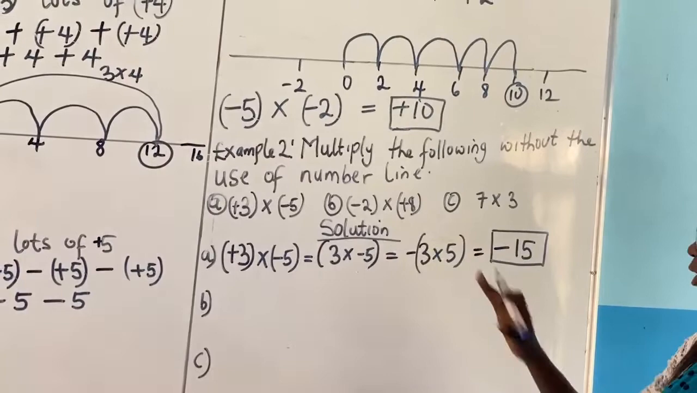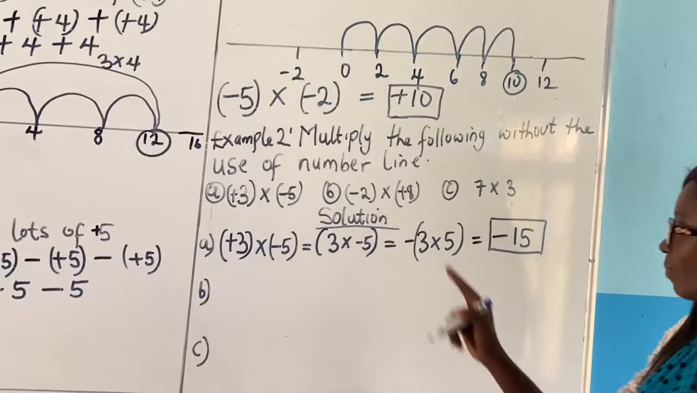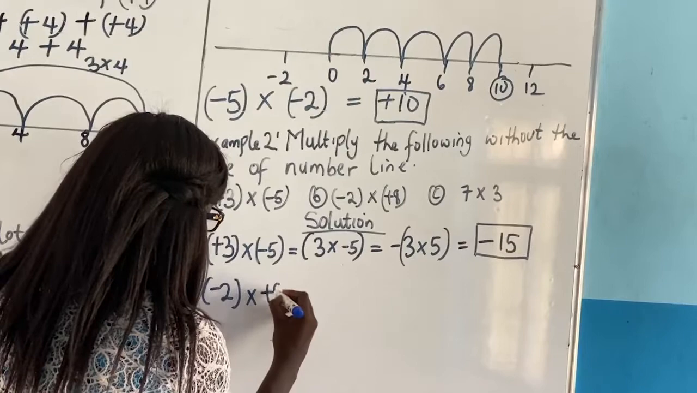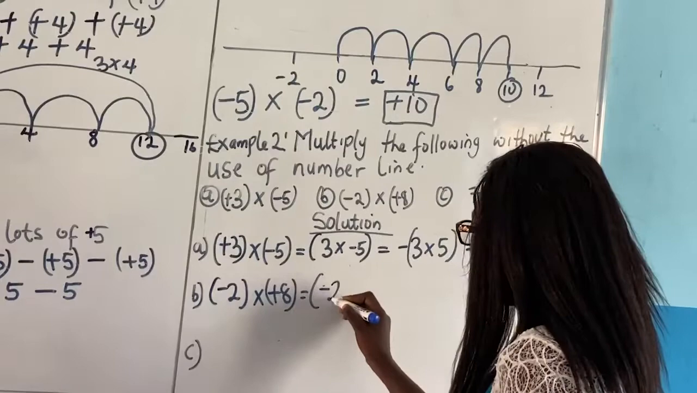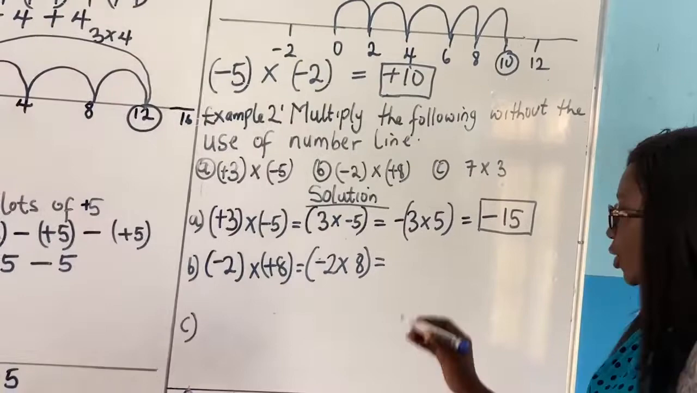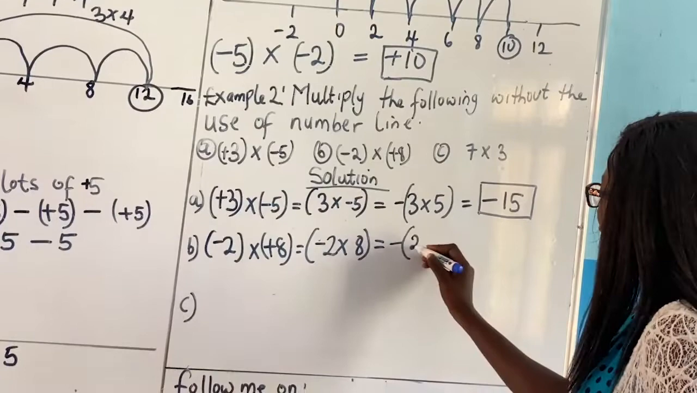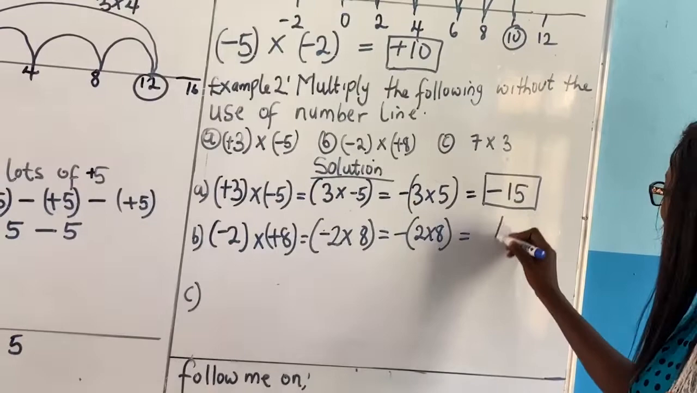Alright, let's quickly do this. So pause the video, try B and see if you have the same answer with mine. Alright, I have B. I have negative 2 times positive 8. The same procedure, I'll just put everything in bracket. I have minus 2 times 8. Okay? So here I'll bring the minus outside. I'll make it look very nice. I have 2 times 8. And I have 2 times 8 is what? Is 16. And my sign is what? Negative.